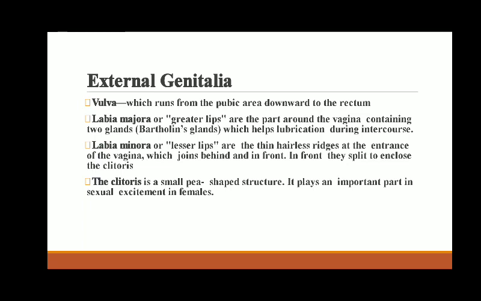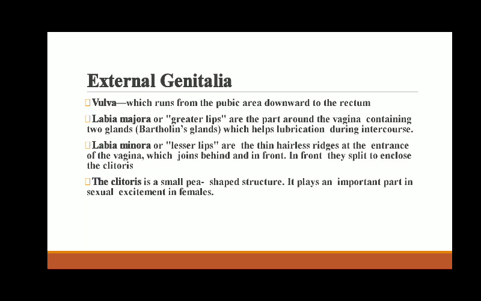Next, we will discuss parts of the female reproductive system. In that, first we will discuss the external genitalia. It is also called the vulva or pudendum. First, the vulva, which runs from the pubic area downward to the rectum. Next, labia majora, or greater lips, are the part around the vagina containing two glands which help lubrication during intercourse.